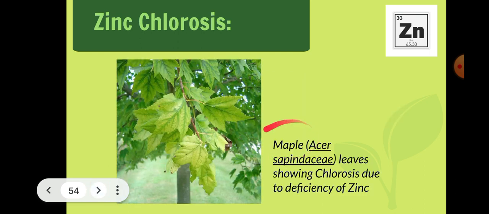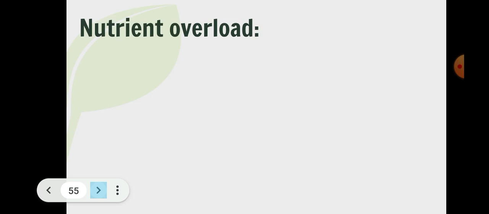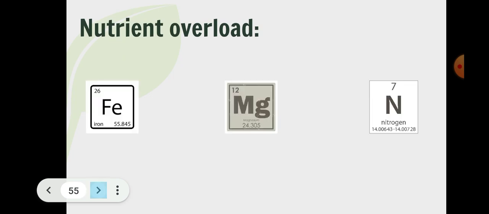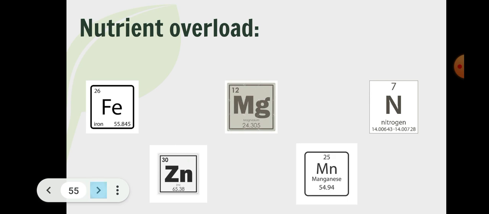Here is a picture of a maple tree in which the leaves are showing chlorosis due to the deficiency of zinc. Now I will be explaining what happens in the case of a nutrient overload. The nutrients being iron, magnesium, nitrogen, zinc, and manganese.